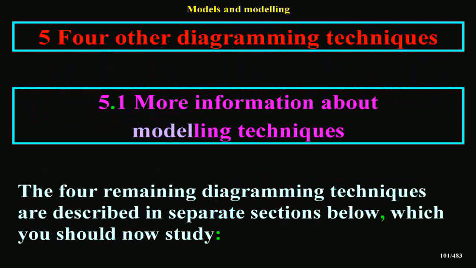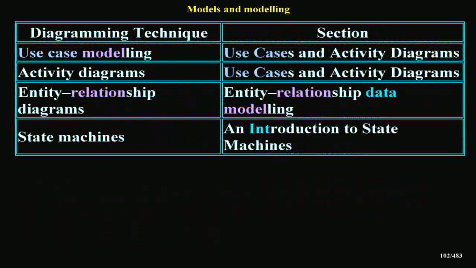5. For other diagramming techniques. 5.1. More information about modeling techniques. The 4 remaining diagramming techniques are described in separate sections below, which you should now study. Diagramming technique sections: use case modeling, use cases and activity diagrams, entity relationship diagrams, entity relationship data modeling, state machines and introduction to state machines.